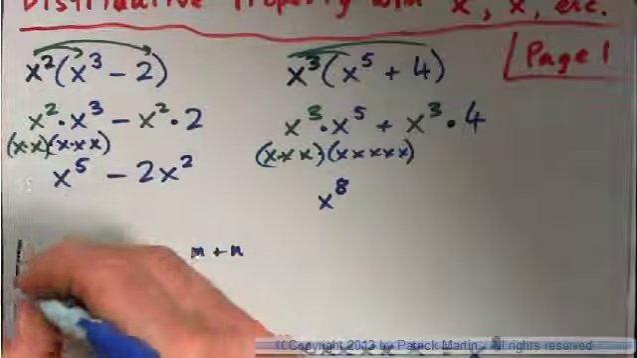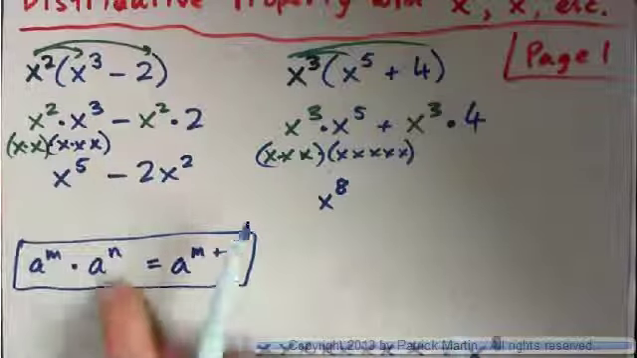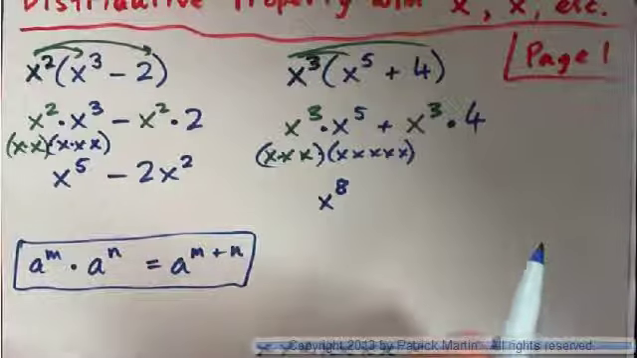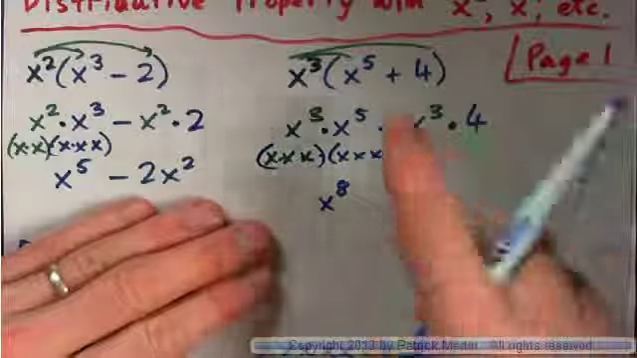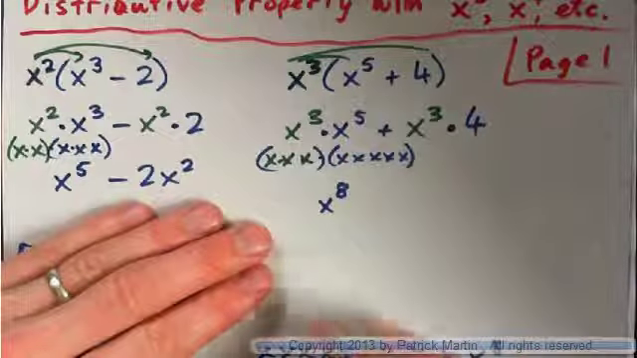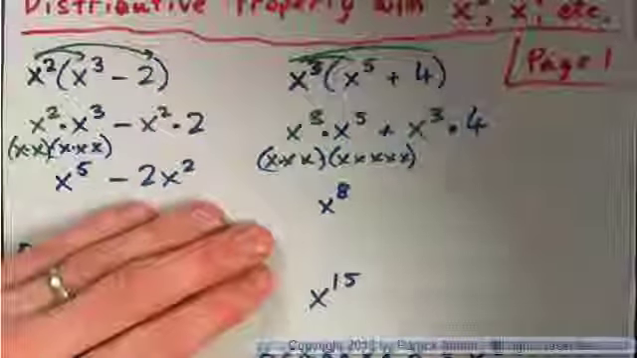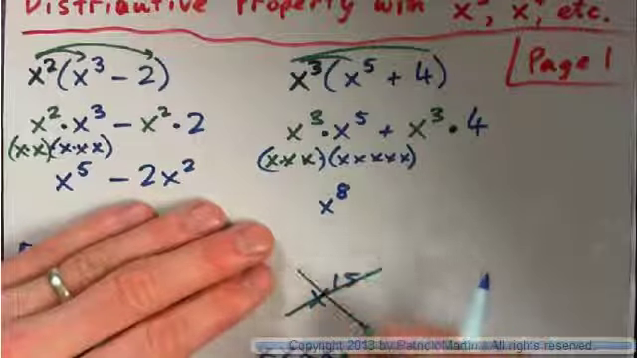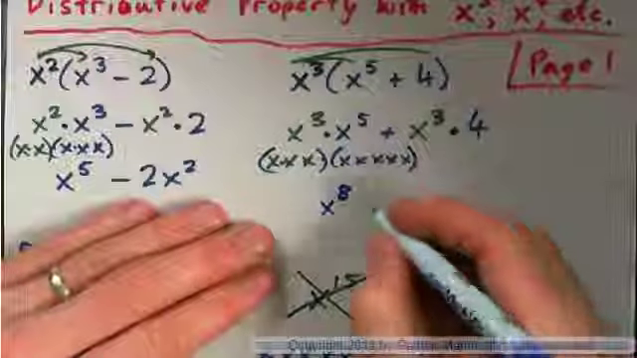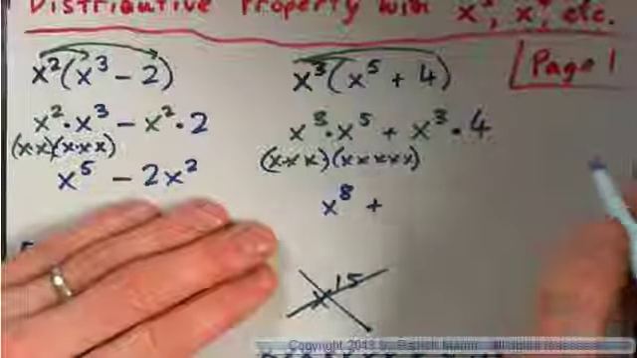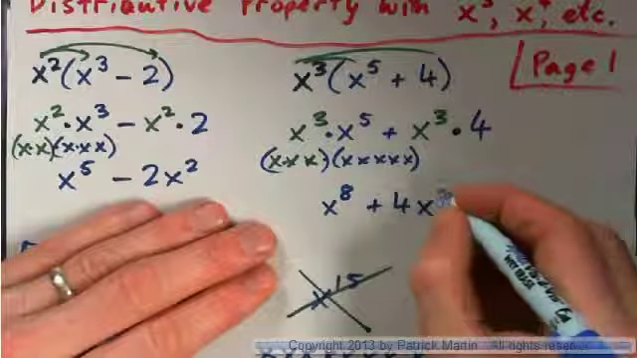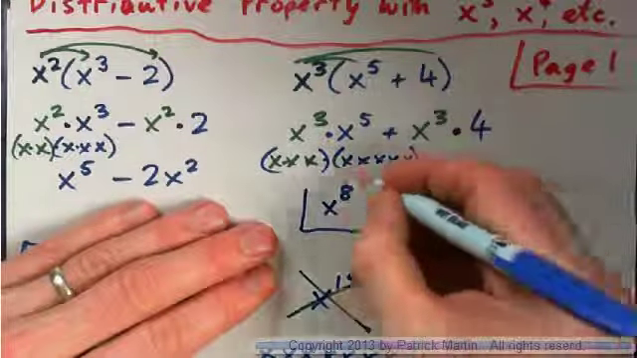And you don't really need the product property. Of course, there's no harm remembering that, but I really want you to understand what's going on, so you can explain why you don't just multiply 3 times 5 to get x to the power of 15. I want you to understand why x to the power of 15 is wrong and why x to the power of 8 is correct. That's the trick, because then there'll be fewer mistakes and less confusion. But anyway, x cubed times 4 makes 4x cubed, doesn't it? So we have x to the power of 8 plus 4x cubed.